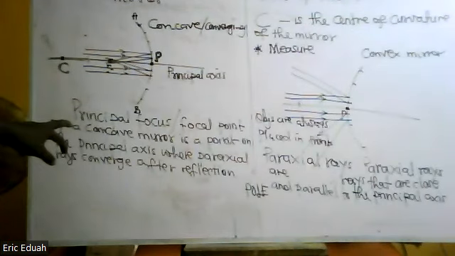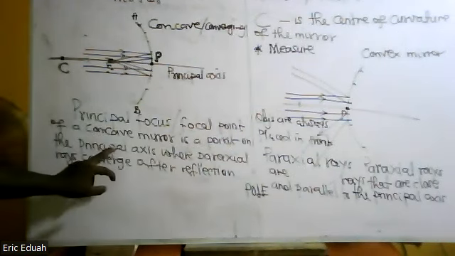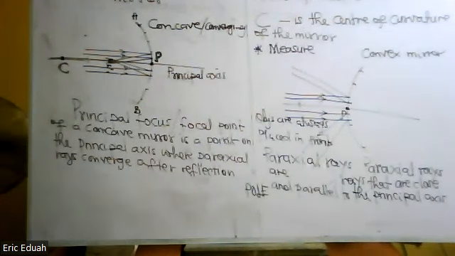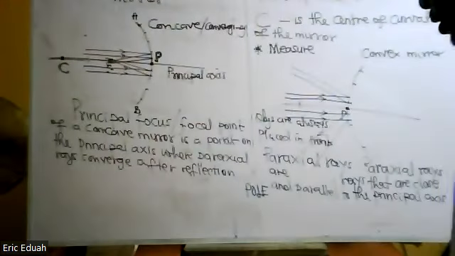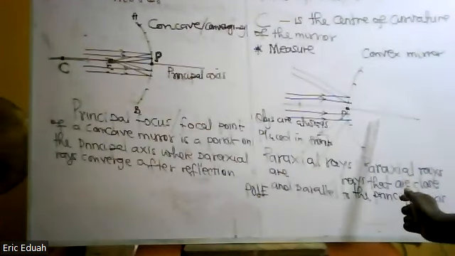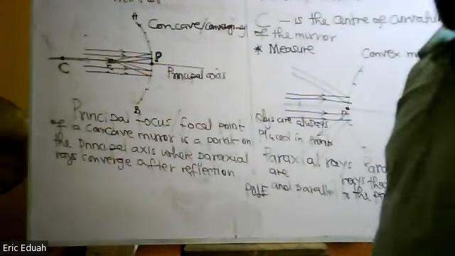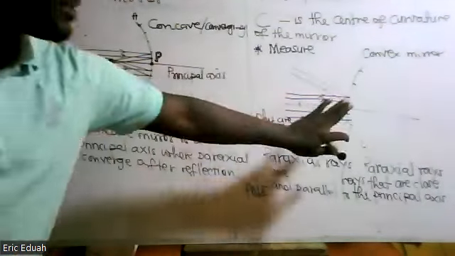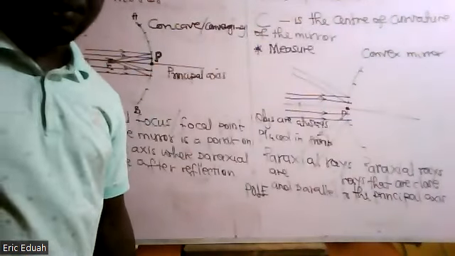Okay, so the principal focus or focal point of a concave mirror is a point on the principal axis where paraxial rays converge after reflection. Now, I want one of you to tell me about the principal focus of a convex mirror. What do you think will be the principal focus of a convex mirror? If this is it for concave mirror, what do you think will be the principal focus for a convex mirror?